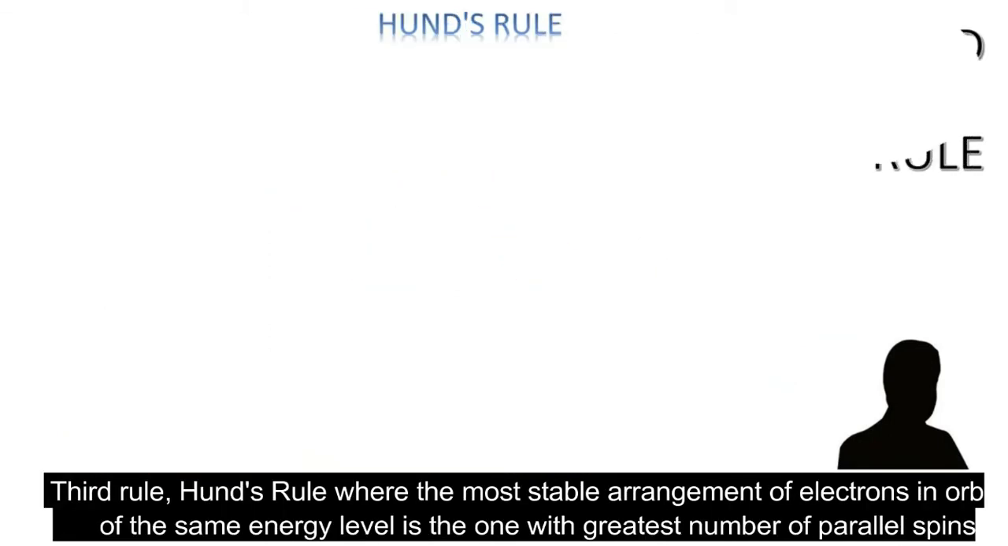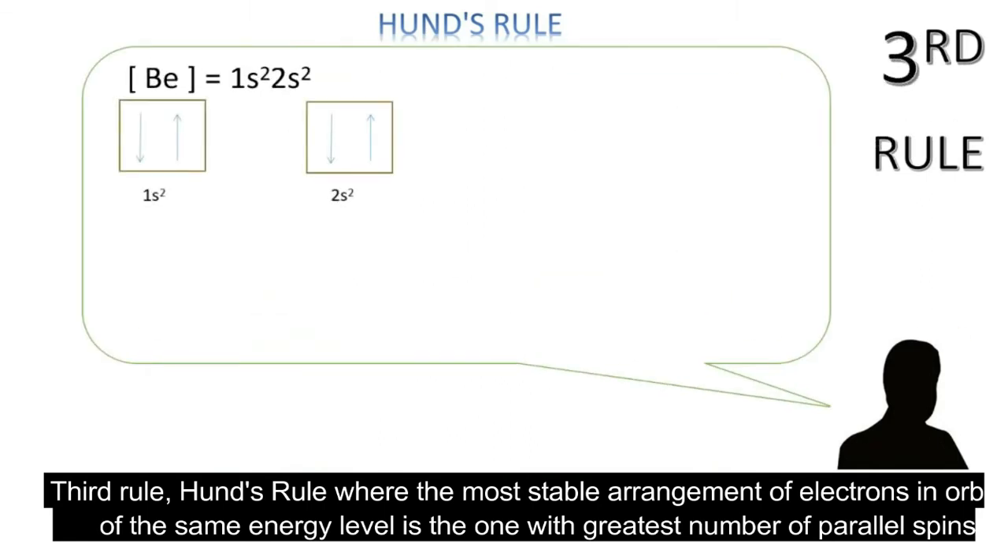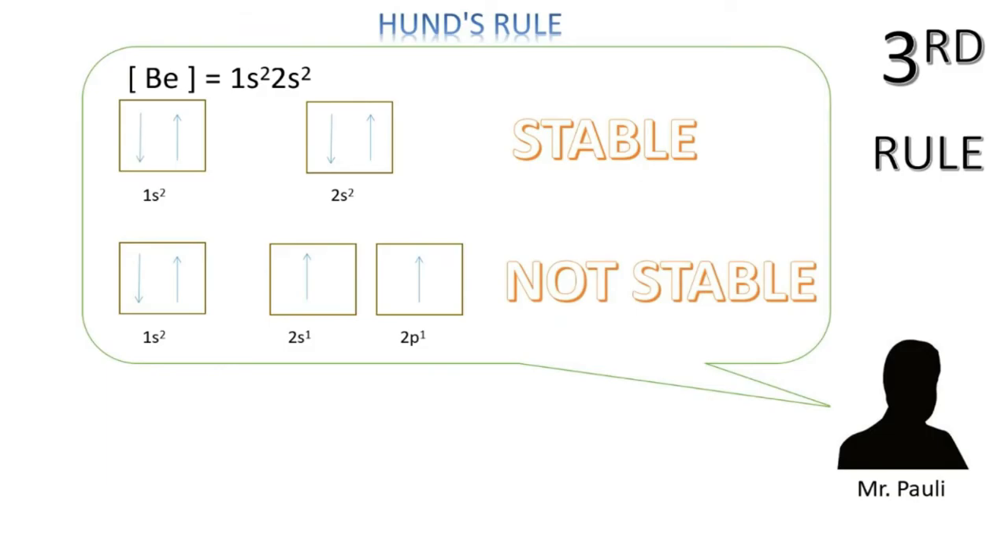Only 2. Third rule, Hund's rule, where the most stable arrangement of electrons in orbitals of the same energy level is the one with the greatest number of parallel spins.